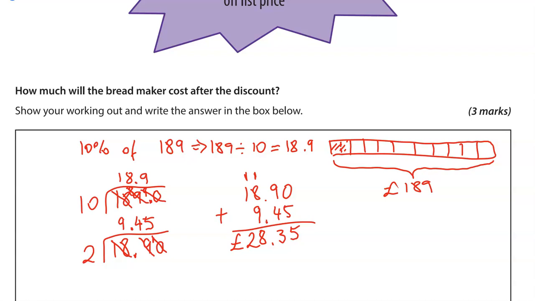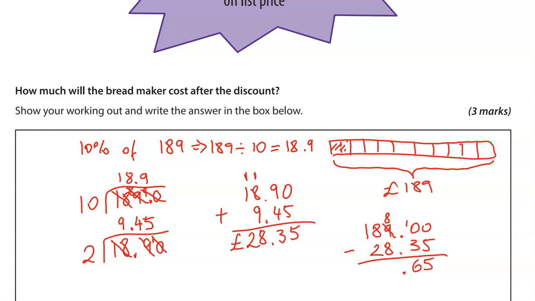so £28.35 is the discount. We need to take it away from the £189, that is the full cost of the bread maker. So taking away £28.35. We've got to take away 35 pence from 0. So that means we've got to borrow £1 from the 9. So £1 is 100 pence. 100 pence, take away 35 pence, leaves us with 65 pence.